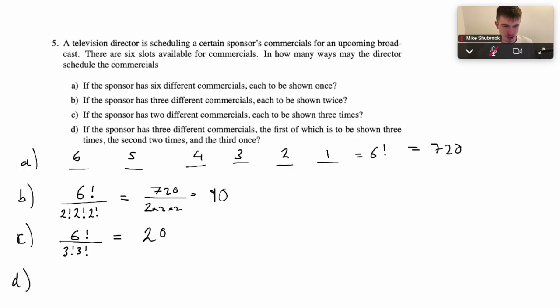Finally for D, the sponsor has 3 different commercials. The first will be shown 3 times, the second 2 times, and the third once. So 6 factorial ways of rearranging these things all together. We divide by 3 factorial for the one that's shown 3 times, 2 factorial for the one that's shown twice, and 1 factorial for the one that's shown only once. Right, 1 factorial is just 1, so we just ignore it. And then we get 60.